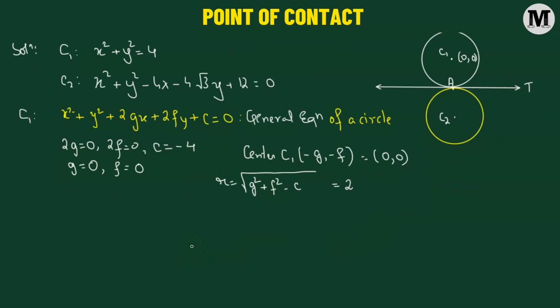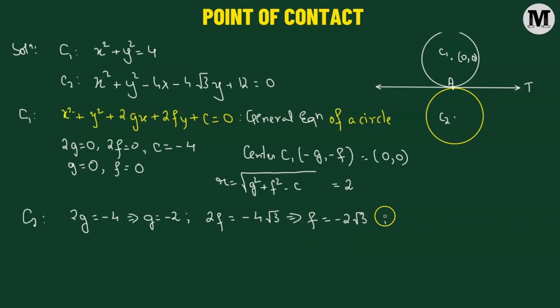Let's come to the second equation of the circle. We'll consider C2. Comparing with the general equation, 2g equals negative 4, which means g is negative 2. Then 2f equals negative 4 times square root of 3, which means f is negative 2 times square root of 3. And then we have the c value, that's positive 12. The coordinates of the center C2, which is negative g comma negative f: since g is negative 2, negative g becomes positive 2. Similarly, negative f becomes positive 2 times square root of 3.